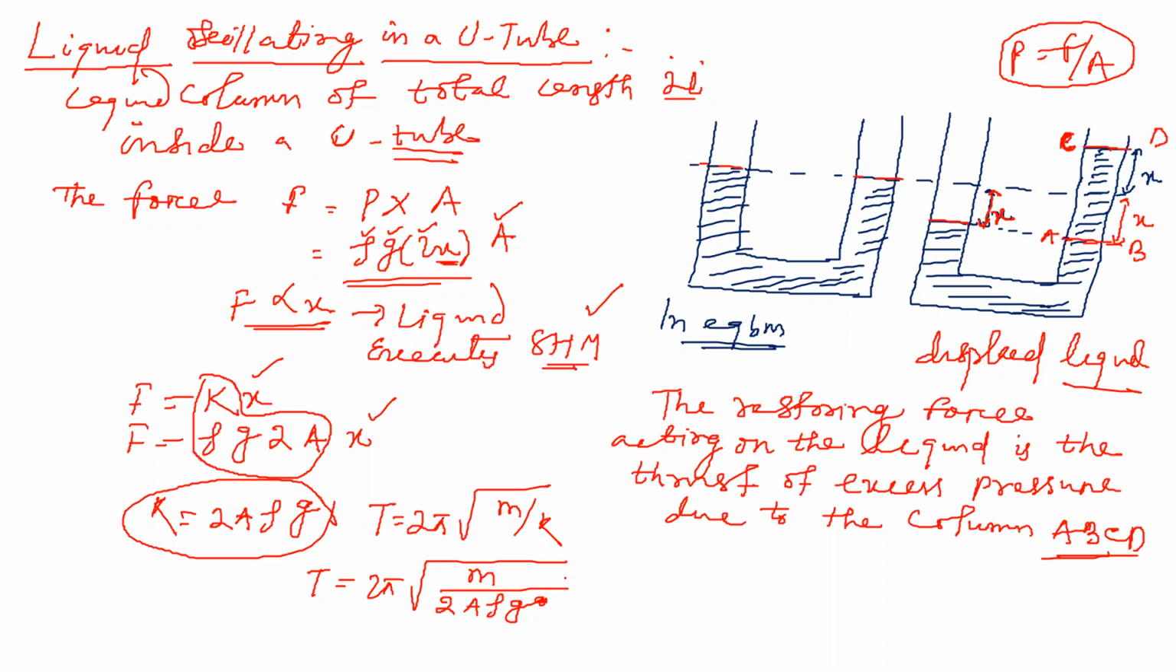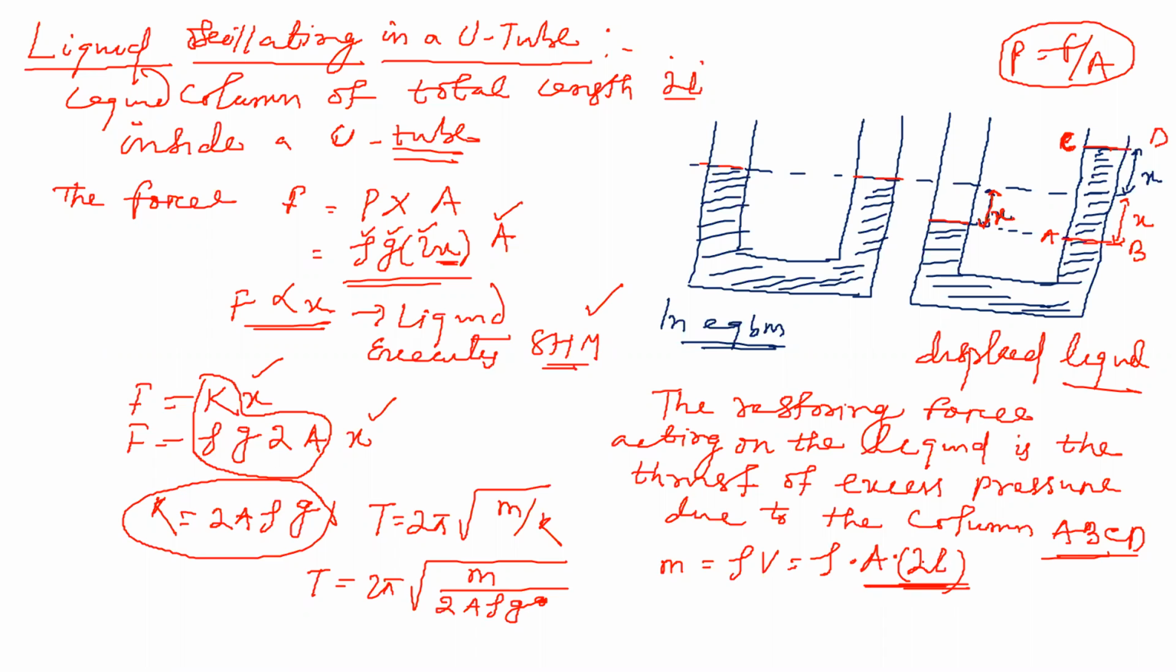So let's see here. Mass is equal to what, students? Density into volume. Normally, mass is equal to density into volume. Yes or no? In place of density, you write density. But in place of volume, what will you write? Area of the pipe is A. And what is the length of the liquid column in total? 2L, I told you. So in place of volume, you can write area into total length.